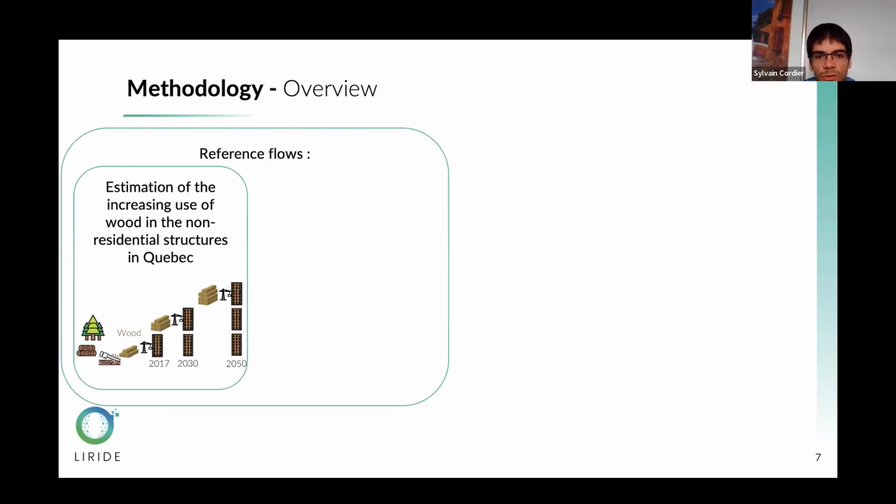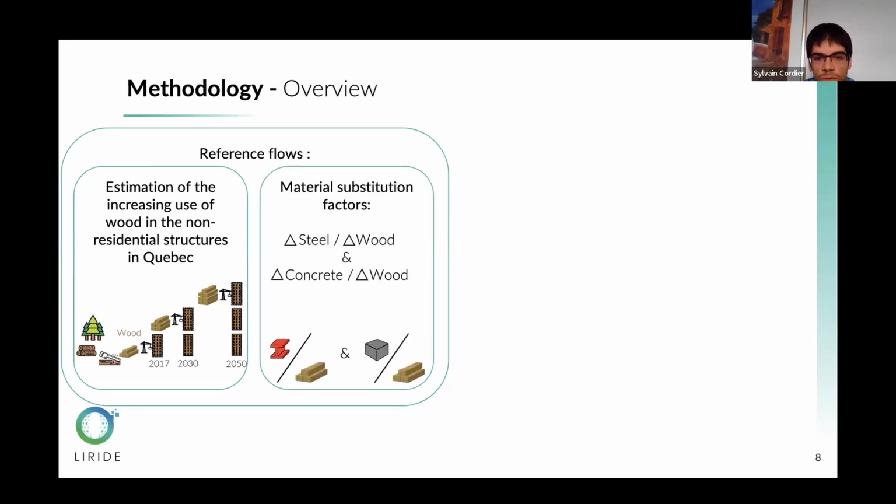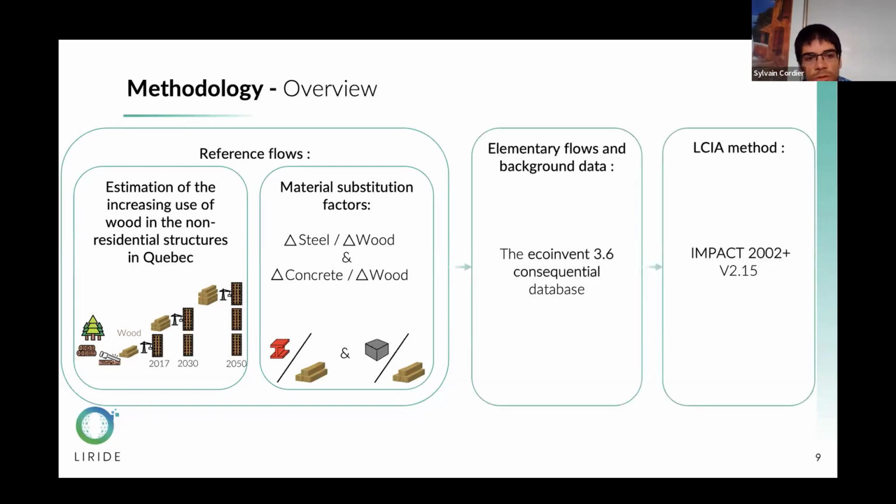Then, per amount of added wood in this market, in the next slide we have to estimate how much steel and concrete are substituted per ton of added wood in the structure. Steel and concrete, because they are the main competitors of wood structures. And finally, for the methodology, the EcoInvent 3.6 database helped to model the background LCI, and Impact 2002 Plus was used for the impact assessment.